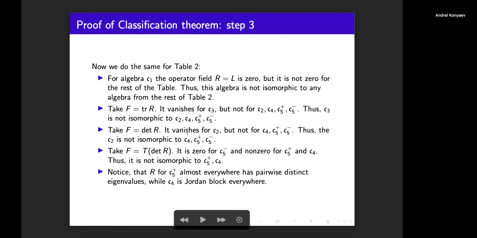And then we proceed to table 2. Table 1 and table 2 are different because one gives us a left symmetric algebra with commutative algebra, and the other gives us a left symmetric algebra with non-commutative algebra, so they cannot be isomorphic. Okay, so then we proceed with Jordan blocks and different theorems. The table 2 seems to be easier.